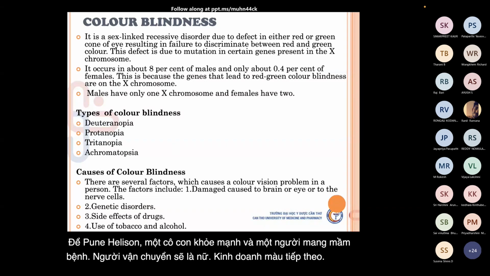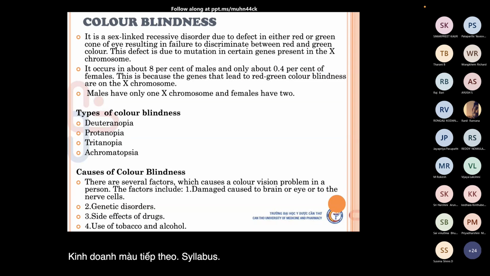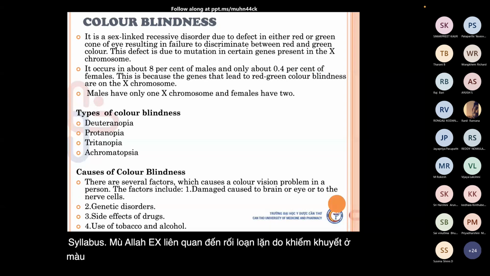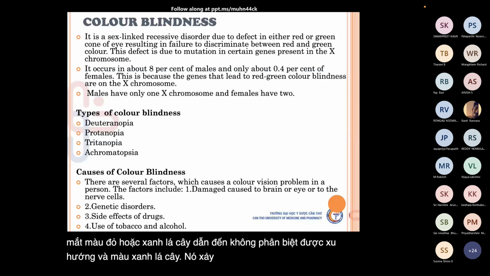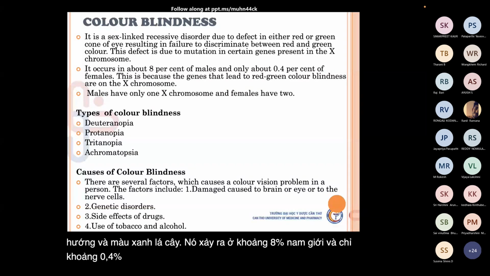Color blindness. It is a sex-linked recessive disorder due to a defect in either the red or green cone of the eye, resulting in failure to discriminate between red and green color. It occurs in about 8% of males and only about 0.4% of females. This is because the genes that lead to red-green color blindness are on the X chromosome.